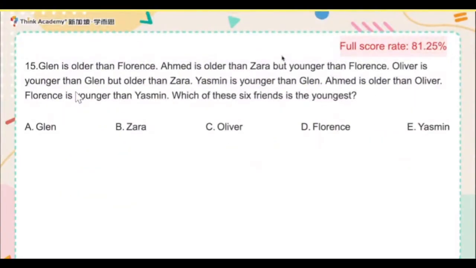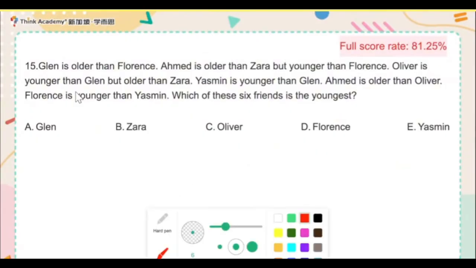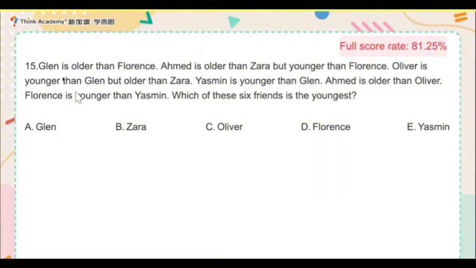The 15th question. This question, 81% of us got it correct. Okay, so everyone, this time let's take a look. Glenn is older than Florence. Okay, seems like this time we're gonna compare. So can you think of when we are comparing a lot of items, what can we use? We also use it just now. The magic arrow, right?